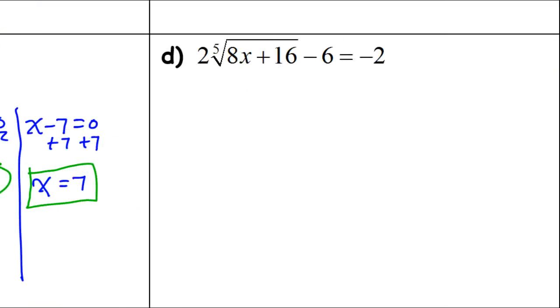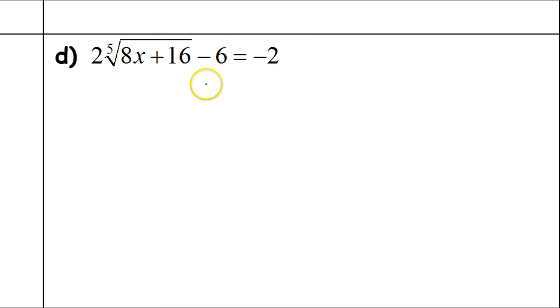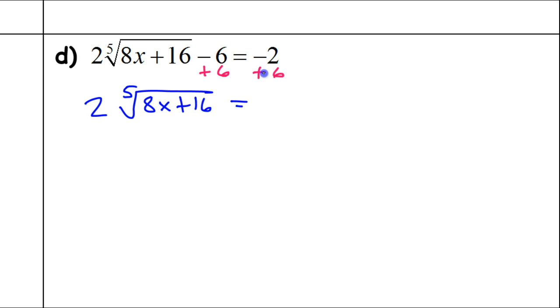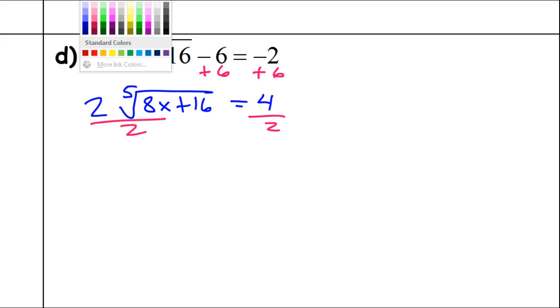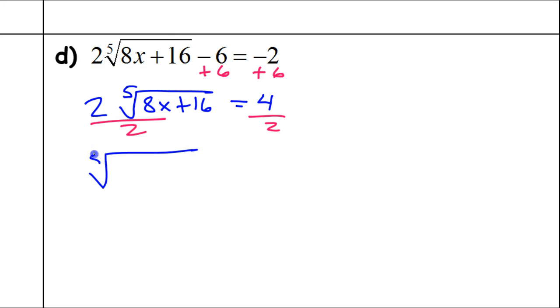Okay, let's look at D. Let's isolate the radical part. So let's start by adding 6 to both sides. So that's going to give us 2 fifth root of 8x plus 16 is equal to 4. And now let's divide both sides by 2. So that'll give us the fifth root of 8x plus 16 is equal to 2.